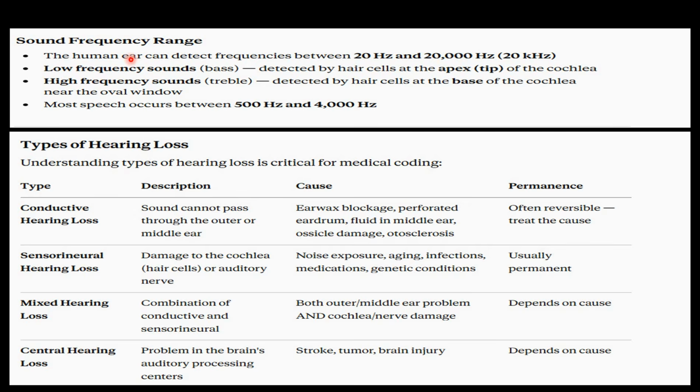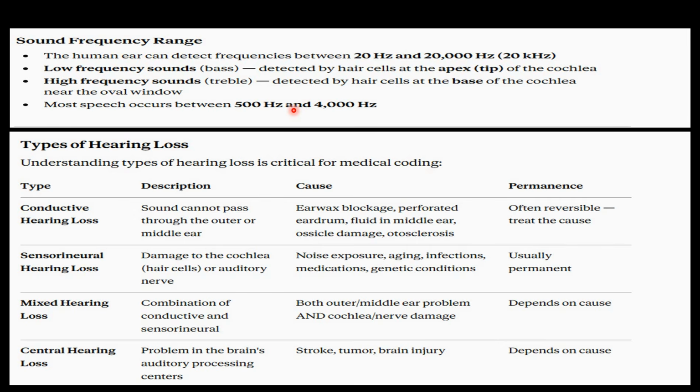If someone asks you about sound frequency, the human ear can detect frequencies between 20 Hz and 20,000 Hz. Low frequency sounds, bass, are detected by hair cells at the apex tip of the cochlea. Then we have high frequency sounds, treble, detected by the hair cells at the base of the cochlea near the oval window. And last, most speech occurs between 500 Hz and 4000 Hz. Okay, so this is the normal range.